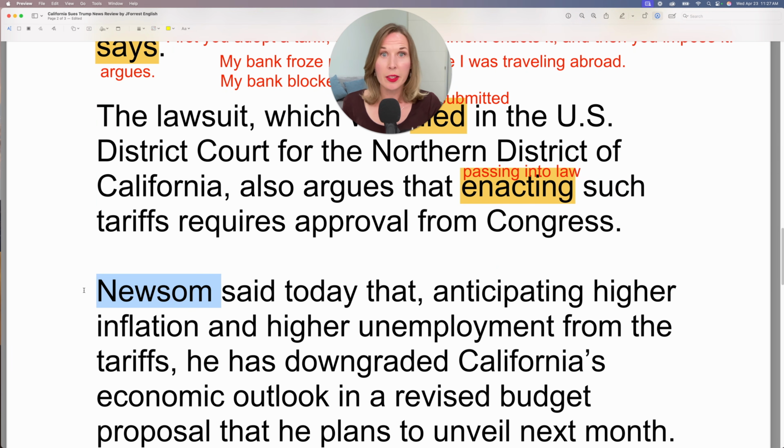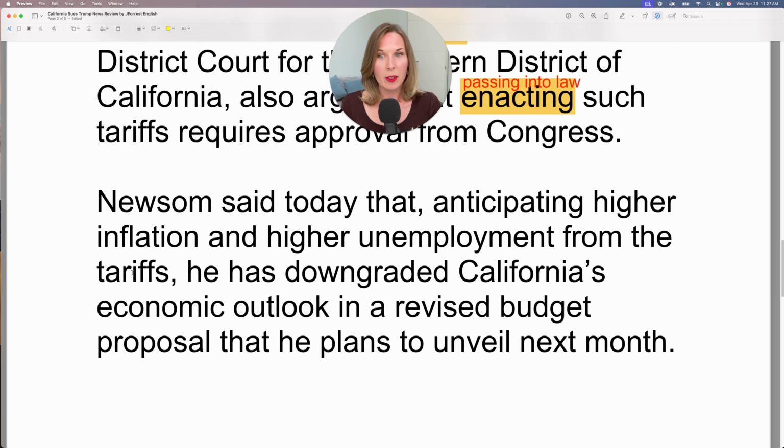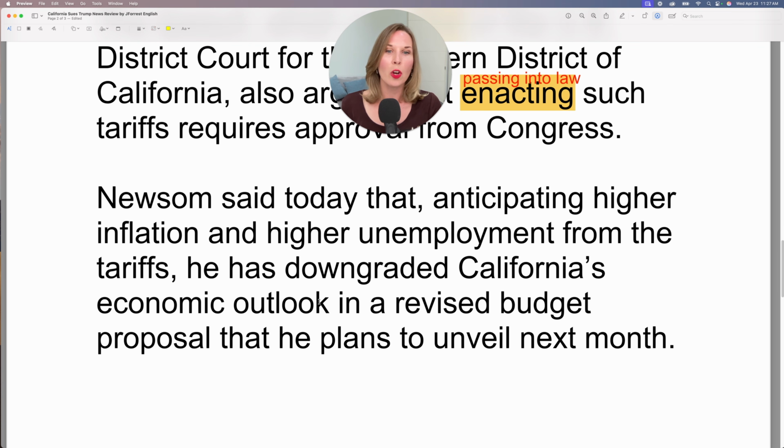Newsom, remember, this is the governor of California. Newsom said today that anticipating higher inflation and higher unemployment from the tariffs, he has downgraded California's economic outlook. So an economic outlook is how Newsom thinks the state of California will do economically in the future. So let's say it's a grading system of A, which is the best, B, C, D, E, F. So previously, maybe he gave the outlook a B, which was very good, but then he downgraded it to a C or a D. So to downgrade means to reduce.